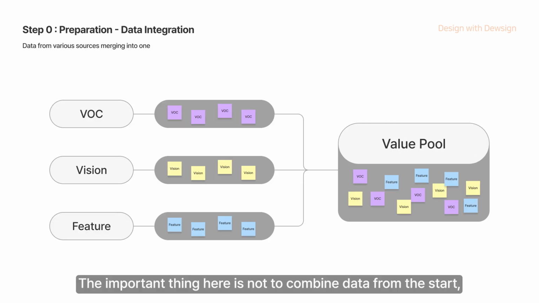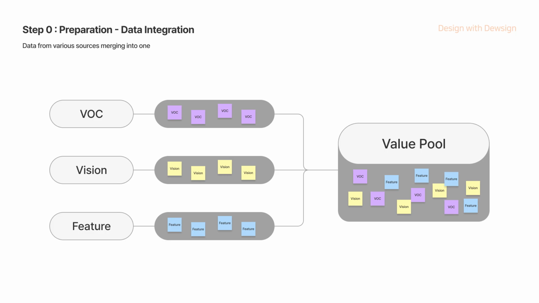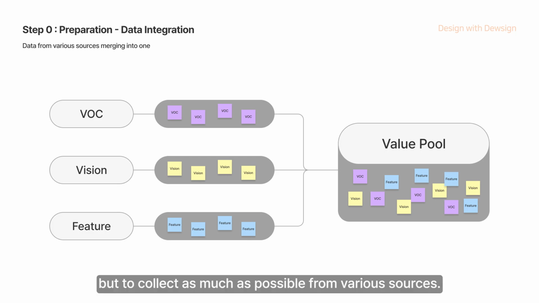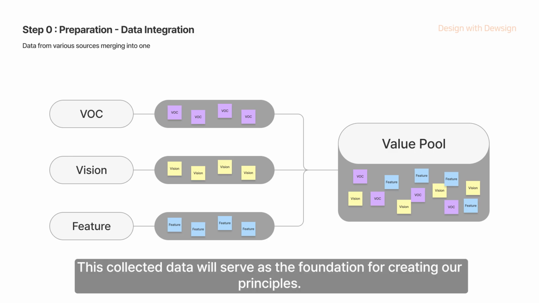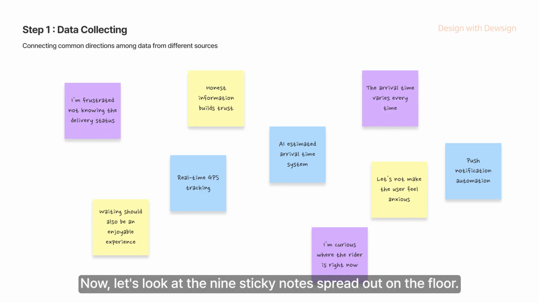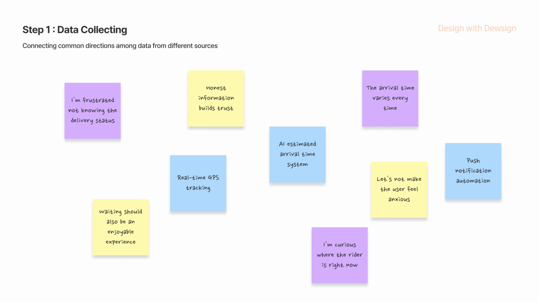The important thing here is not to combine data from the start, but to collect as much as possible from various sources. Besides the VOC, vision, and features I mentioned, you can also collect data like stakeholder requirements or problems the design system needs to solve. When diverse data is gathered together, it becomes the material for balanced principles that are not biased. This collected data will serve as the foundation for creating our principles. Now, let's look at the 9 sticky notes spread out on the floor.